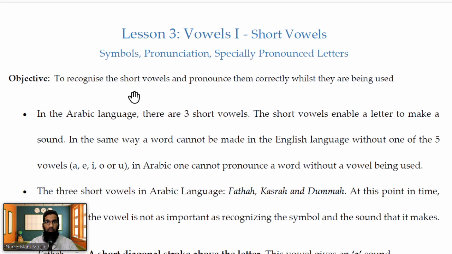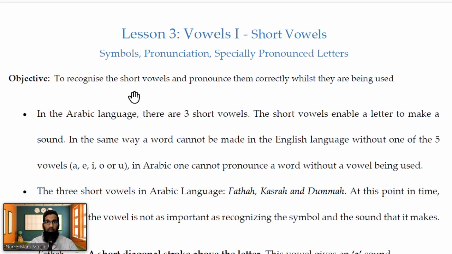Next one, fa, fi, fu. So f actually takes the tip of the tongue touching the teeth, right? Fa, fi, fu.